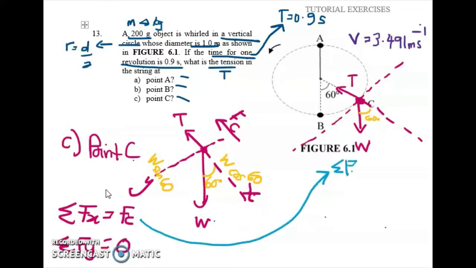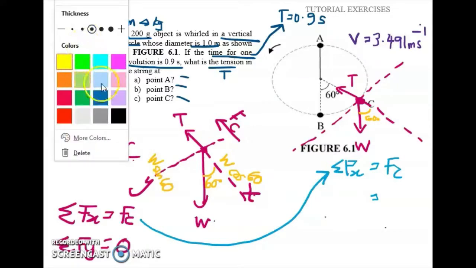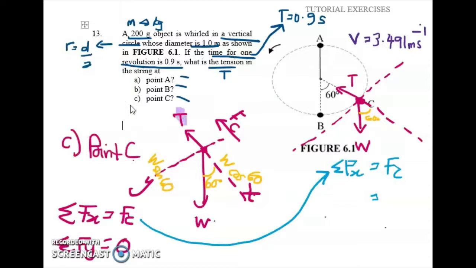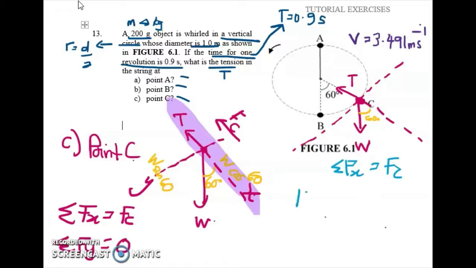So Fx, katalah saya nak guna Fx equals Fc. Fx saya ada dua benda, which I have tension and W cos 60. So I'm going to write that down. Fx: T plus with a negative W cos 60 equals mv squared over r. And from this we can calculate tension.